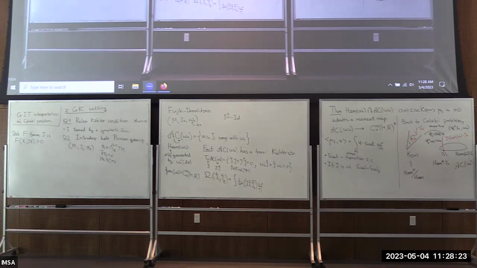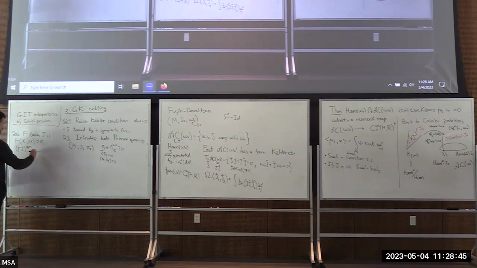Once you introduce this condition, you immediately acquire a metric. If you consider the symmetric part of this form, it will be a Riemannian metric, and this whole thing will be compatible with J, so it will be Hermitian. But there is more to it.